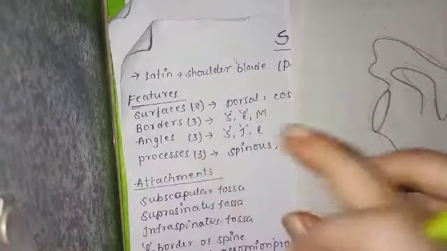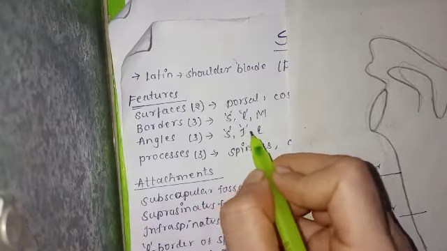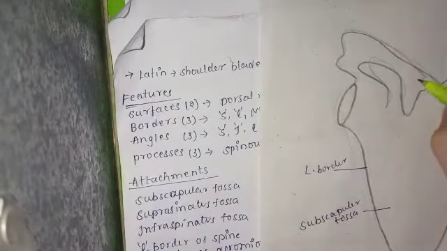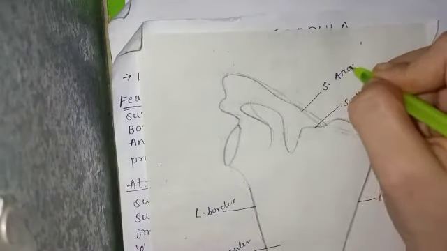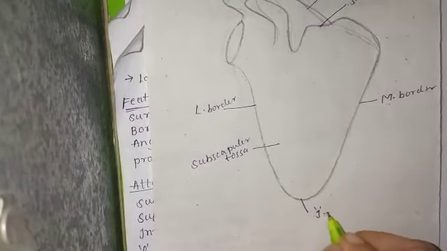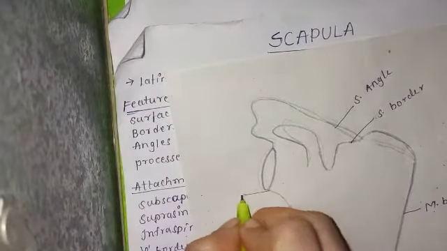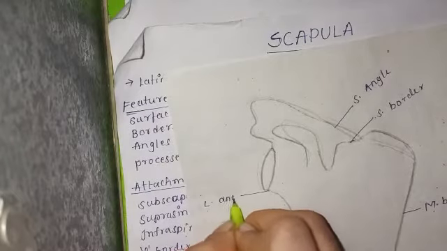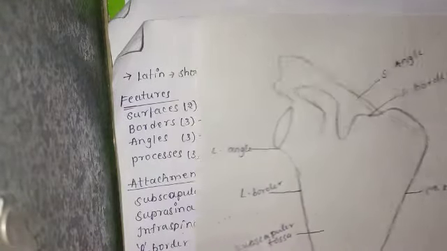Coming to the angles, again we have three angles. What are those angles? Superior angle, inferior angle and lateral angle. This is the superior angle, this is the inferior angle and this is the lateral angle. These are the three angles which we can see in our scapula.